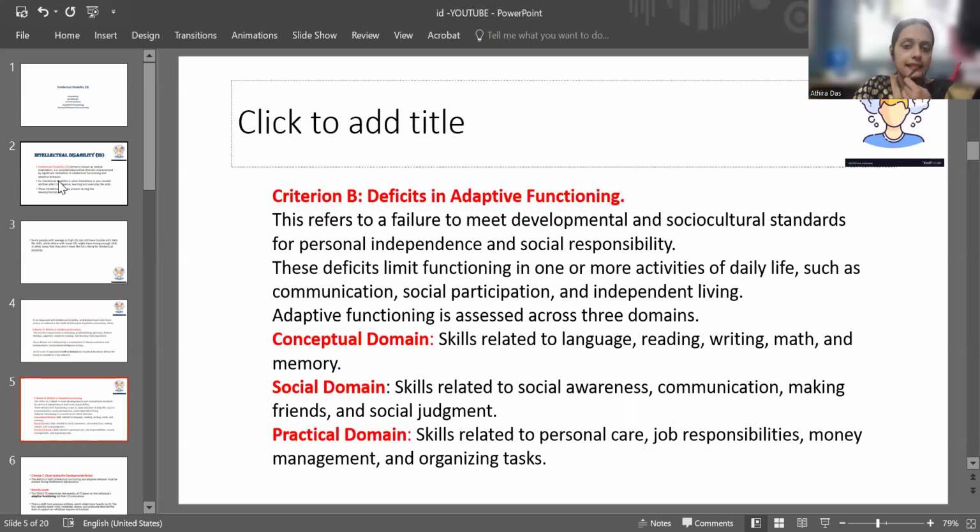The second criterion is deficits in adaptive functioning, which are the failures to meet developmental and socio-cultural standards for personal independence and social responsibility. These deficits limit functioning in one or more activities of daily life, such as communication, social participation, and independent living. Adaptive functioning is assessed in three areas: conceptual domain, social domain, and practical domain. Skills related to language, reading, writing, and math come under the conceptual domain, while social awareness, communication, friendship creation, and interpersonal relationships include the social domain. The practical domain includes personal care, job responsibilities, money management, and a lot more.